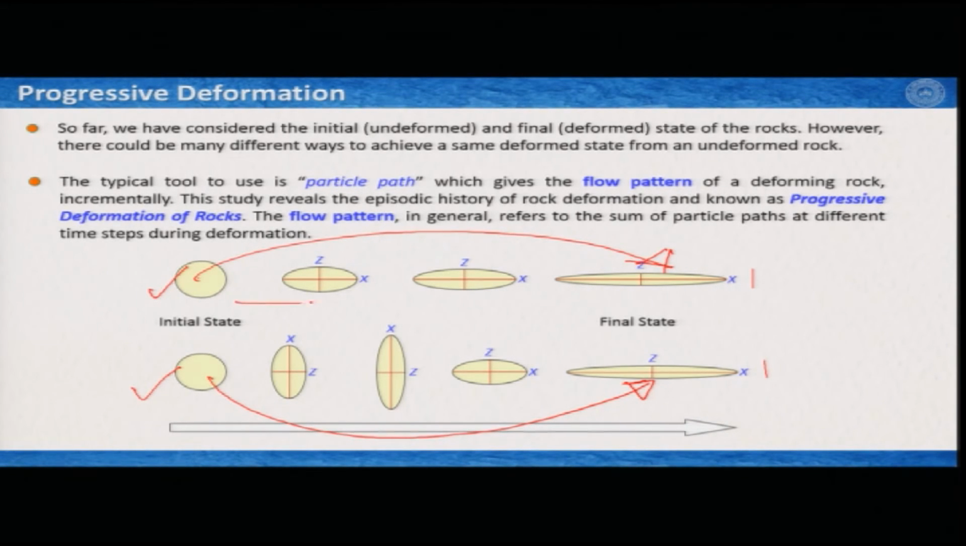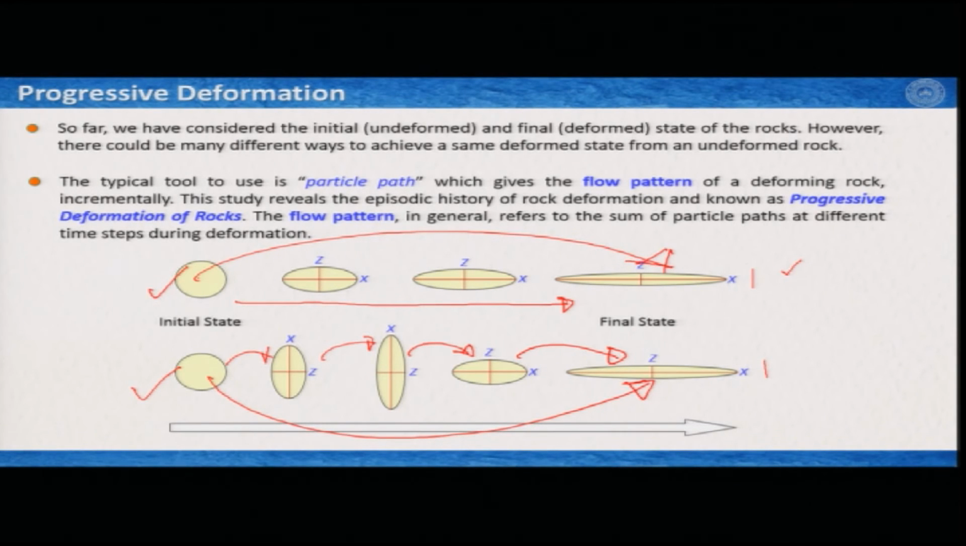So, the first example is very straightforward: I had a circle, then a little more strain, even more strain, and further more strain I achieved this state. But in the second row, we see that it took a different shape, it deformed differently from here to here, from here to here, from here to here, and finally we could reach here. So, displacement vectors in these 2 cases would be very much similar, but not the particle paths, and again this study is progressive deformation.